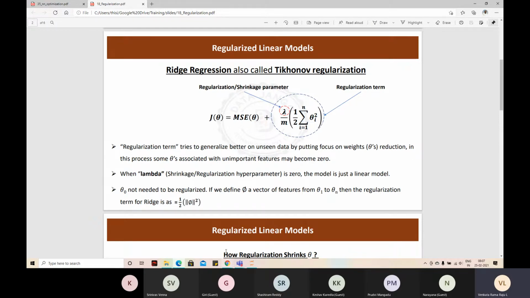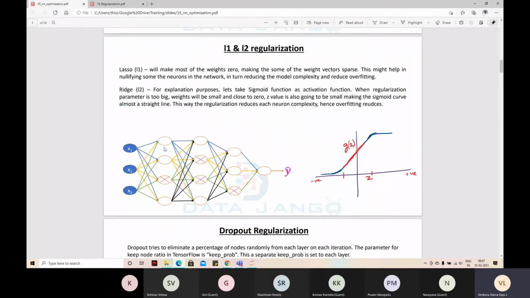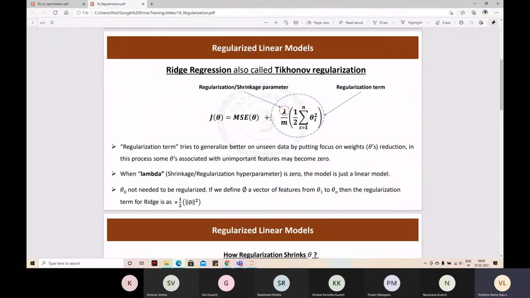And in the deep neural network, there are many nodes here. You take the output from here, take this y cap here, and then apply the regularization.